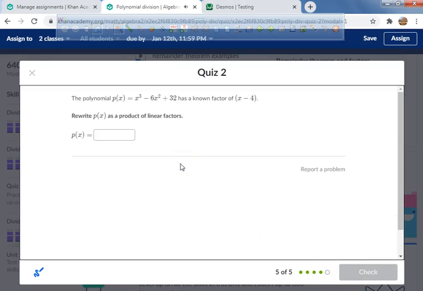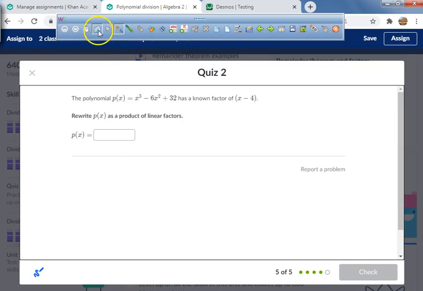One more to go. All right. Oh, yay, I get to rewrite another one as a product of linear factors. Awesome. Let's do this one.